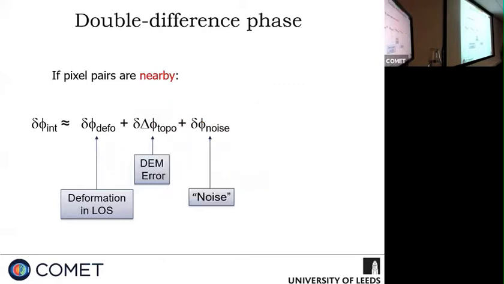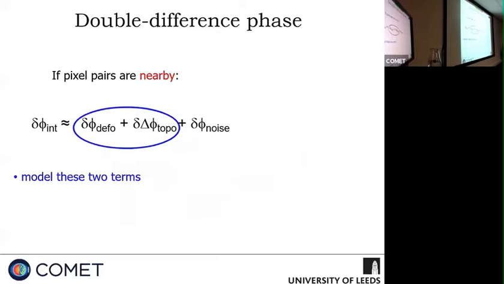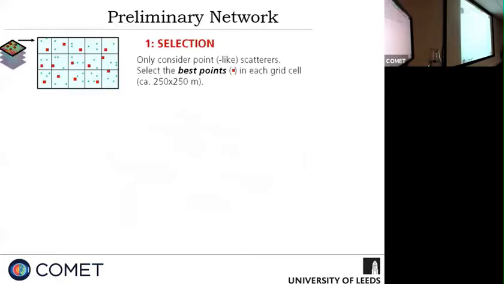So if we look at pixel pairs, then we can say the interferometric phase difference between the two pixels is the combination of the difference in deformation, the difference in topographic phase, and the difference in noise. So if we can model these, what we end up with is an estimation of the difference in noise between the two pixels. The way we do this is, for our entire interferogram, we try to select the best points, the points which we think will have the highest coherence.